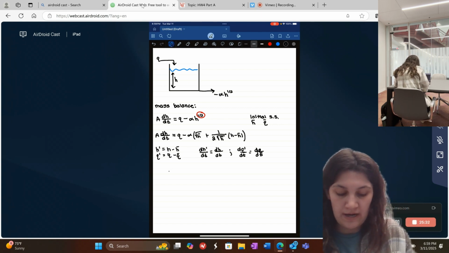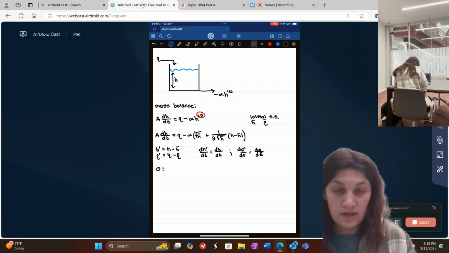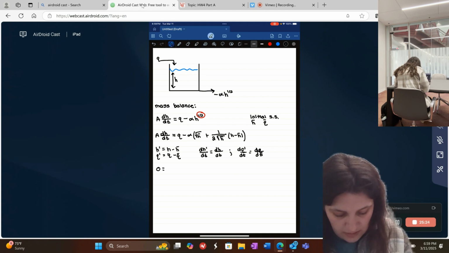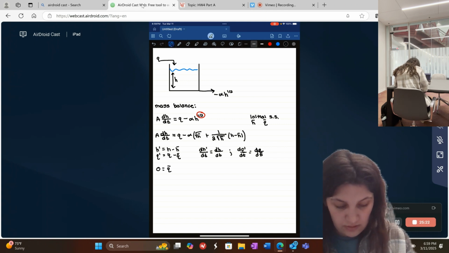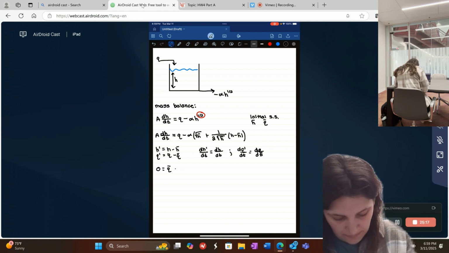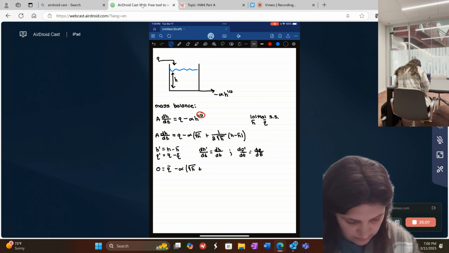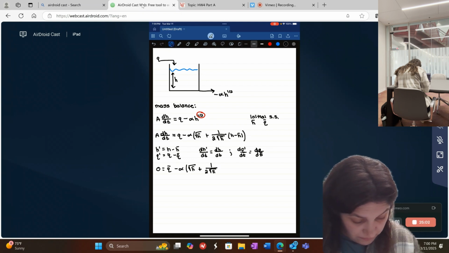And when we do that, on our left-hand side of the equation, we're just going to have 0, since at steady state, you don't have any change. And then we're going to have our initial flow value minus alpha times square root of h bar. And this just stays h bar. Same here. Stays the same. But here we just have our initial minus our initial.